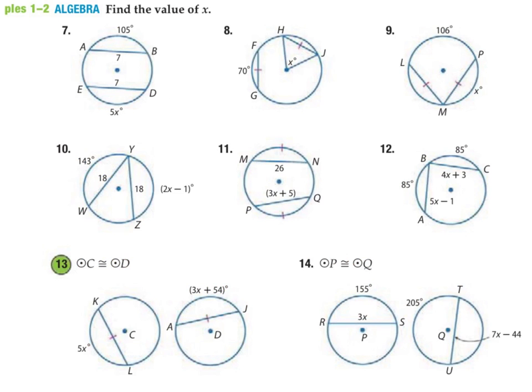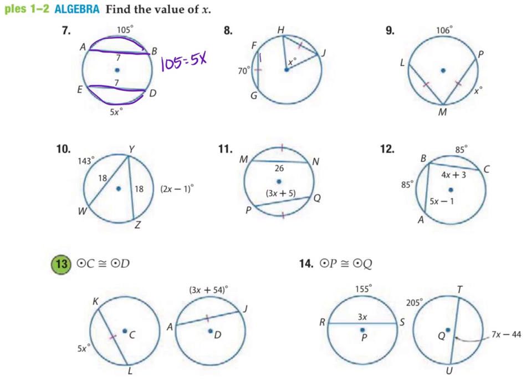Here we have some examples that are in your book. We can set up a few of these to make you feel a little bit more comfortable before you do your homework. Number 7, since my segment AB and my segment ED are the same, then my arc AB and my arc ED are the same. So 105 equals 5x is how I would set that one up.